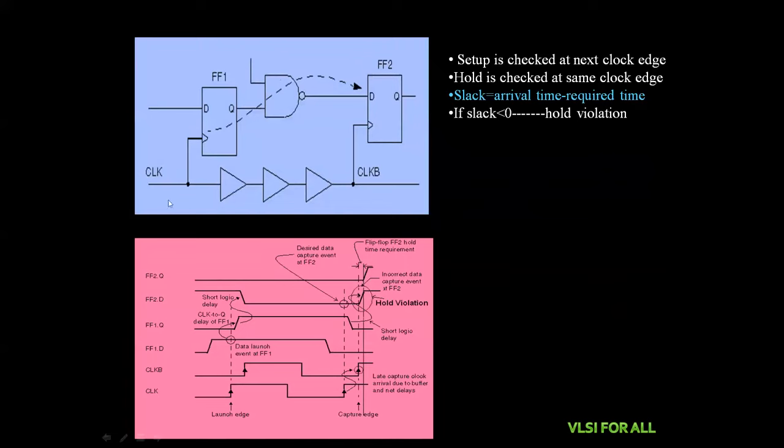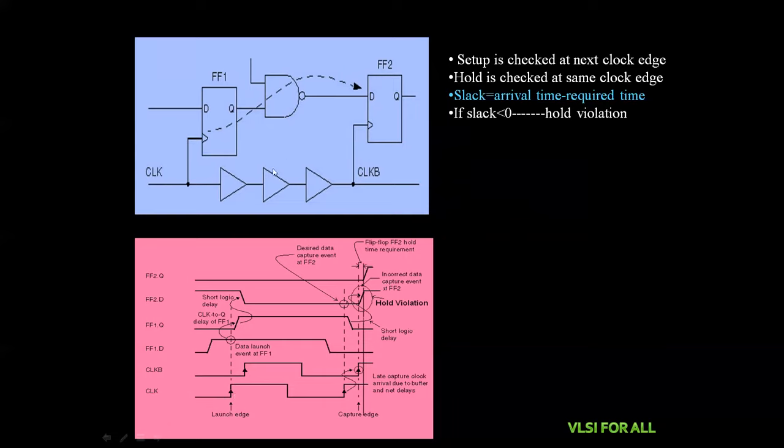So this is the circuit: flip-flop 1, flip-flop 2, and in between those two flip-flops we have the combinational logic circuit, and we have introduced three buffer circuits here. The clock signal reaches flip-flop 1 within no time, and the clock signal reaches flip-flop 2 after a certain amount of time, because we have introduced the three buffer networks. Let's say we have applied the clock signal here. This is the clock signal, and the next clock signal is clock B.